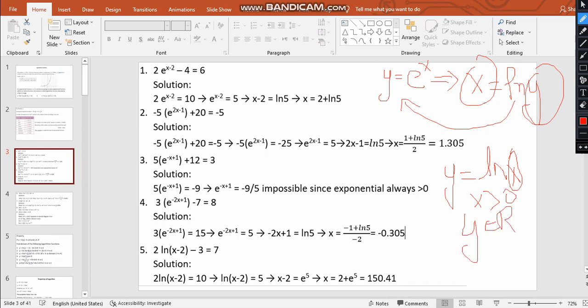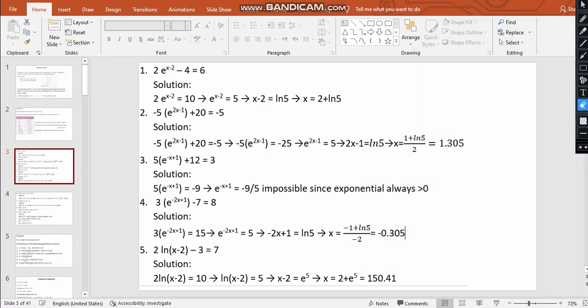Before I start some applications, now we know that e power 0 is 1. If you want to find the inverse, you start with the power. 0 is ln 1. That's why ln 1 is always 0. We know that e power 1 is e. So this implies, starting from the power to find the inverse, 1 equals ln of the answer. The answer is e, so ln e equals 1.